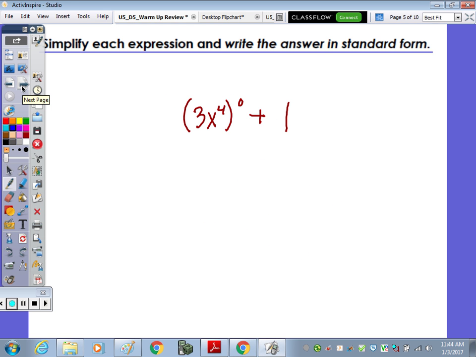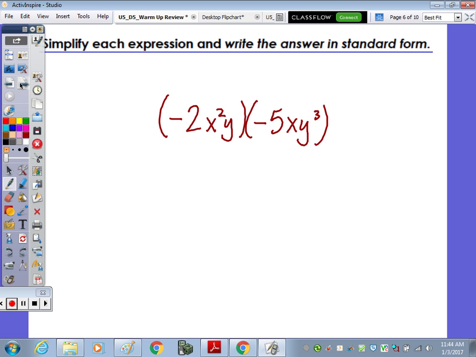Simplify, write the answer in standard form. So anything to the 0 power is 1, and 1 plus 1 would be 2. Negative 2x squared y times negative 5xy cubed.